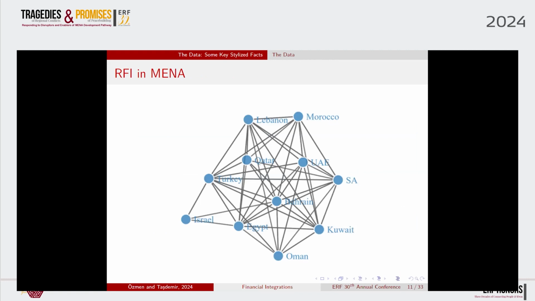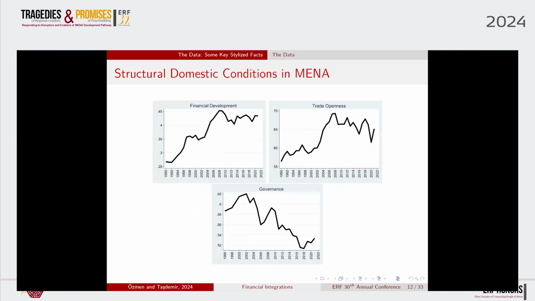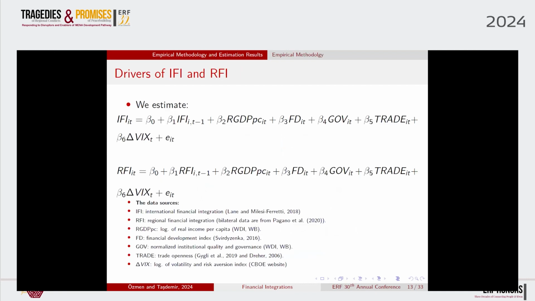These are mainly network diagrams, but this is the older version. I again plot the network diagram that shows the bilateral financial flows between the MENA economies, and I find that regional financial integration is mainly concentrated in resource-rich MENA economies. I am skipping this part. After this brief introduction, we can start with the investigation of drivers of international and regional financial integrations.